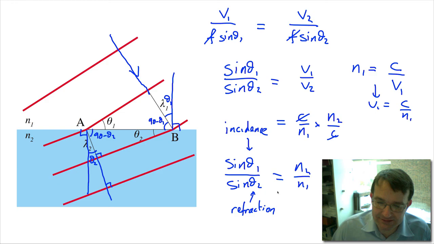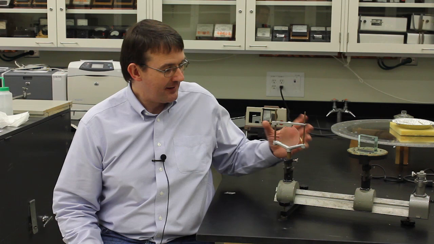So we've now covered all the basics of geometric optics, reflection and refraction. But we can use the refractive properties of an object to build a very useful device, and I've got one of them here, and of course it's called a lens. So in the next video, we will discuss the physics of lenses.